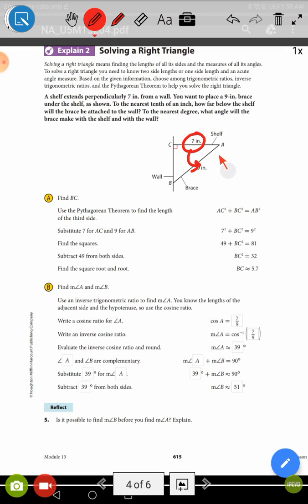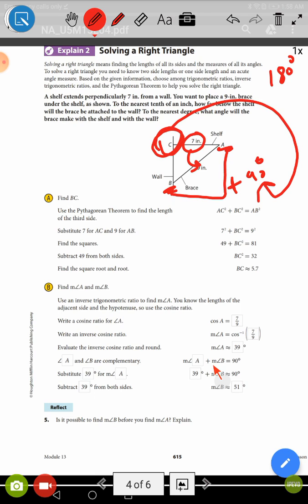That is angle A. How to find B? 90 degrees minus our answer, because the sum of A and B is 90 degrees. All the triangle's angles sum to 180 degrees, one angle is 90, so the remainder is 90, so both must sum to 90. So to find angle B, subtract 90 minus 39, it will be about 50.